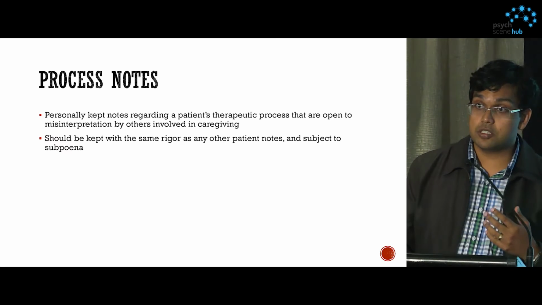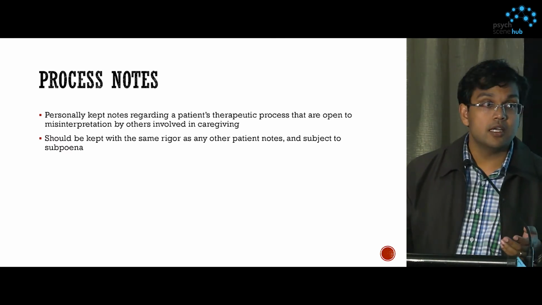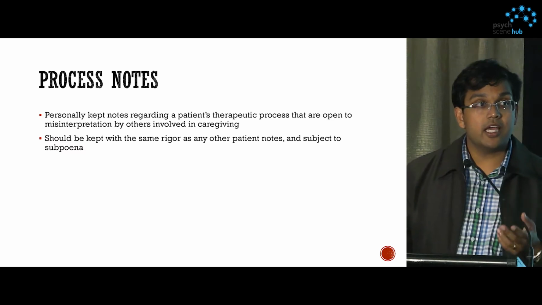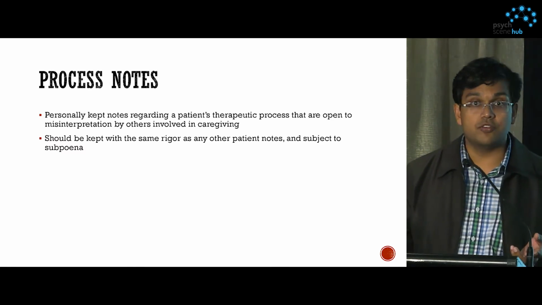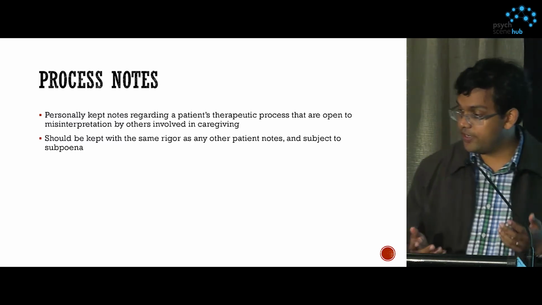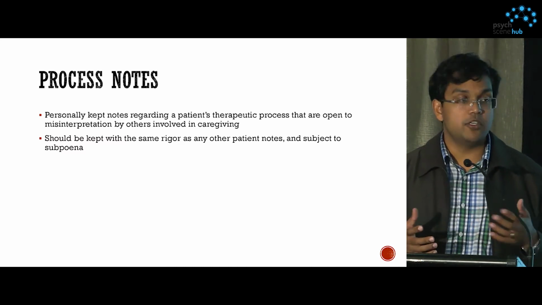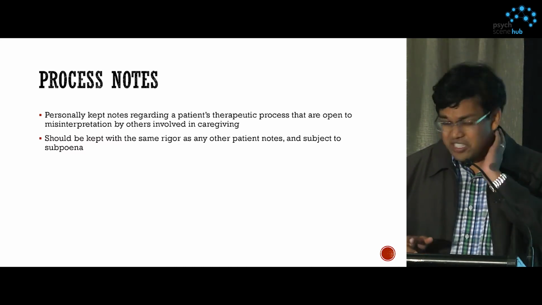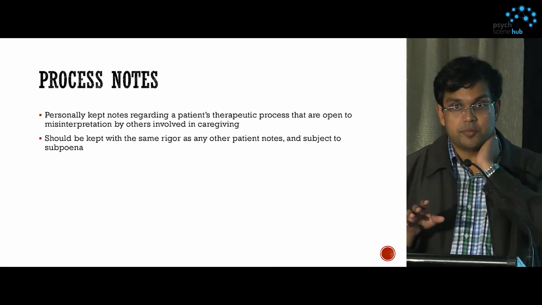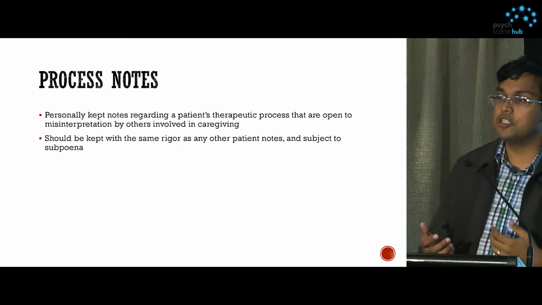So process notes are personally kept notes regarding a patient's therapeutic process where you write down everything, and they can be easily open to misinterpretation by others involved in caregiving. They should be kept to the same rigor as any other patient notes, but they are kept privately, and they can be subject to subpoena as well, but you are maintaining them separately. Now, the reason why you maintain them separately is because of this problem of interpretation. In interpretation, you're identifying patterns and making up hypotheses and providing them back to patients, but they can easily be wrong. And if you have another person reading an interpretation, they can infer and determine all sorts of other details.